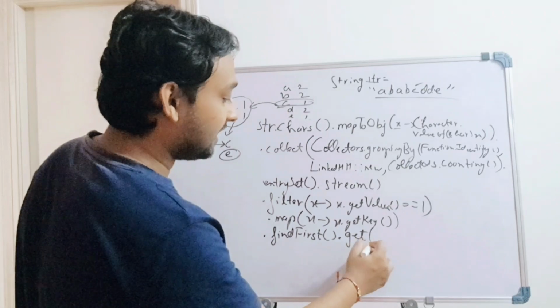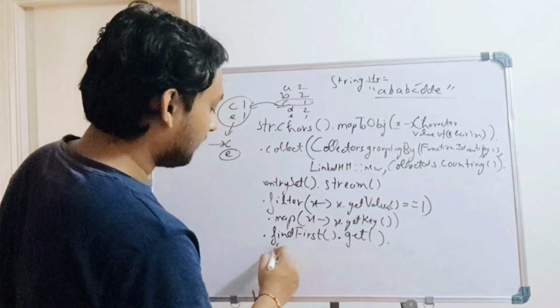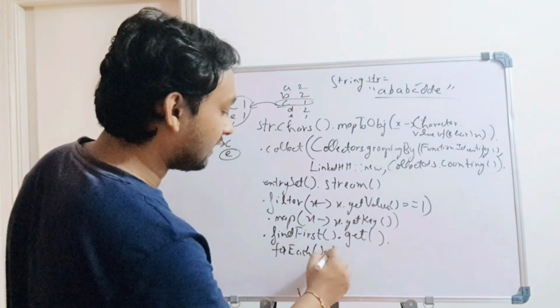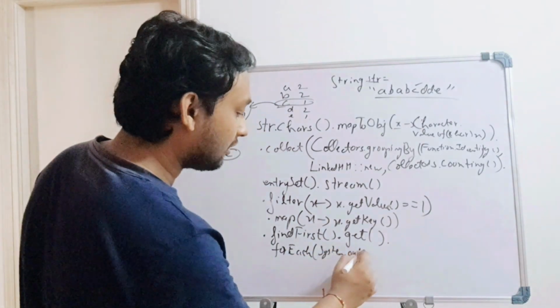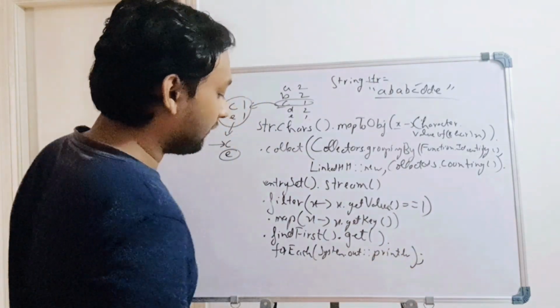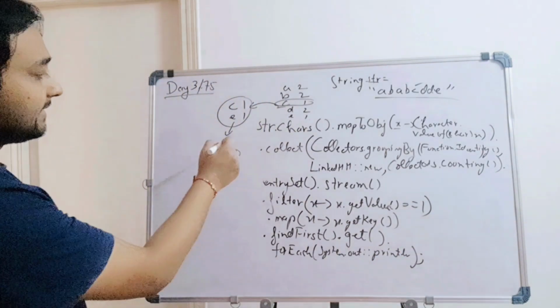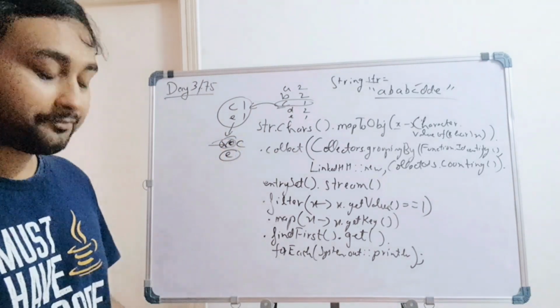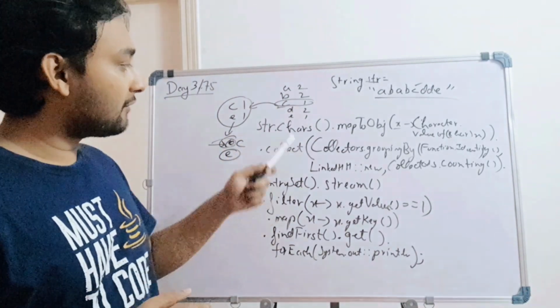Okay, so if I print this, and I am printing it with System.out.println for each, if you write it like this, then you will get C as the output. Okay, you will get C as the output over here. I hope you got the clarity on how the stream is working.